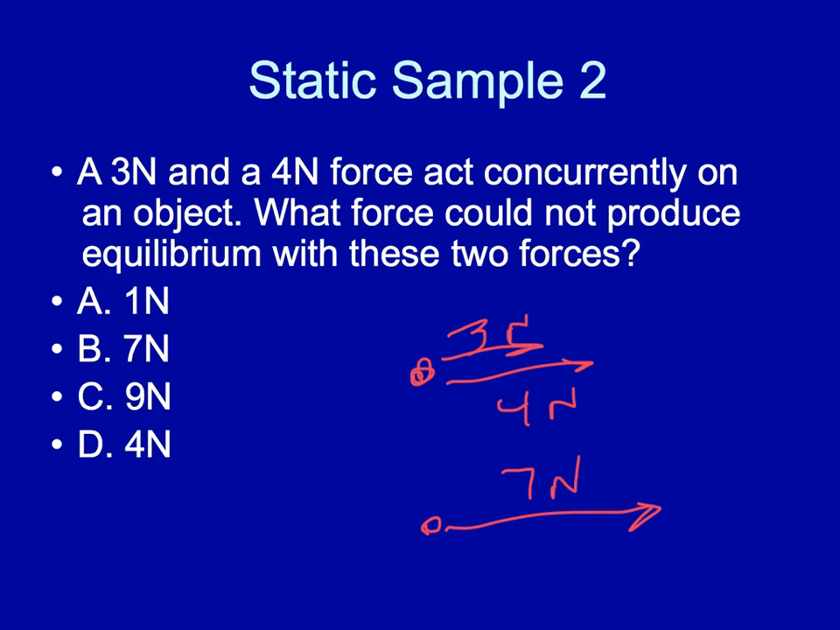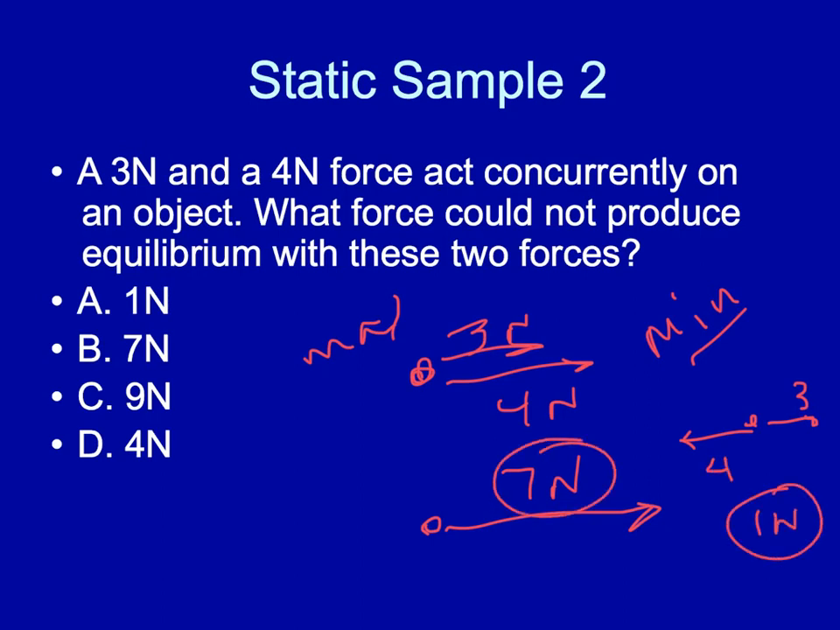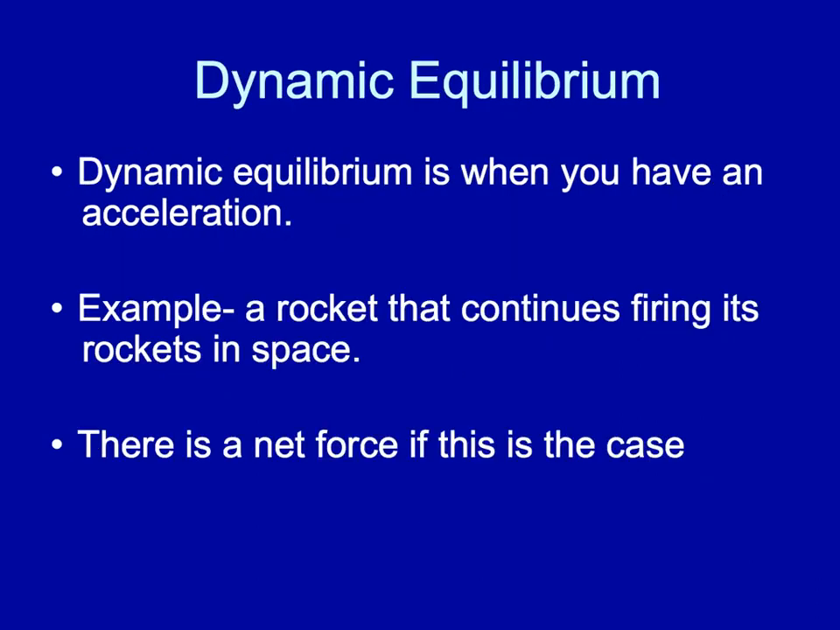Now, what's the minimum I could have? Well, this is max. The minimum would be if I had 3 this way and 4 this way. Then your minimum is 1 newton. I can really get anything between 1 and 7. That means I can't get 9. More on vectors in the future, but I just want to make sure that we're thinking that way right now.